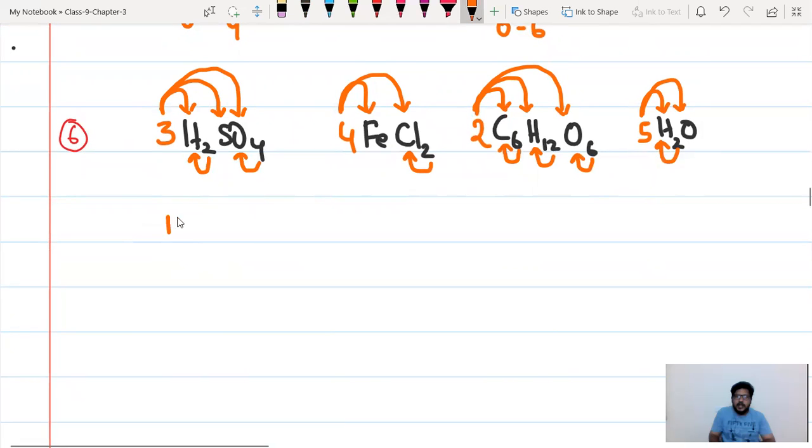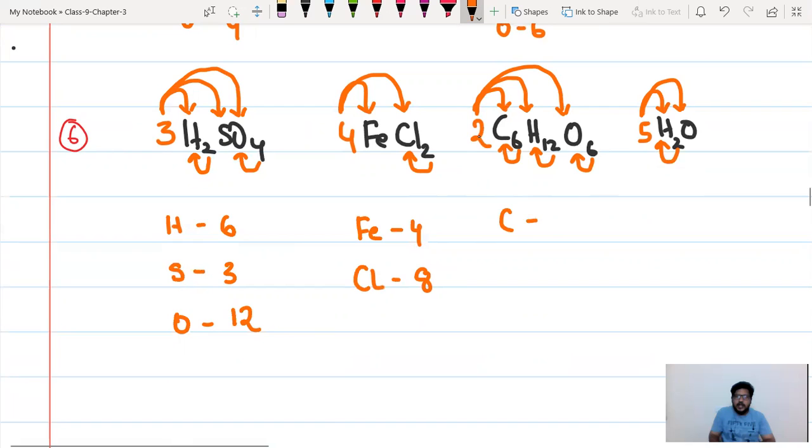Now, if they ask you to count hydrogen, front 3, subscript 2, what we need to do? You need to multiply 3 into 2, 6. For sulfur, only 3 is distributed. 3 for oxygen, 3 from front, 4 from subscript, 3 fours. Yes, it is 12. Iron, only 4 is given, 4. Chlorine, 4 is given, 2 is given, 4 twos, 8.